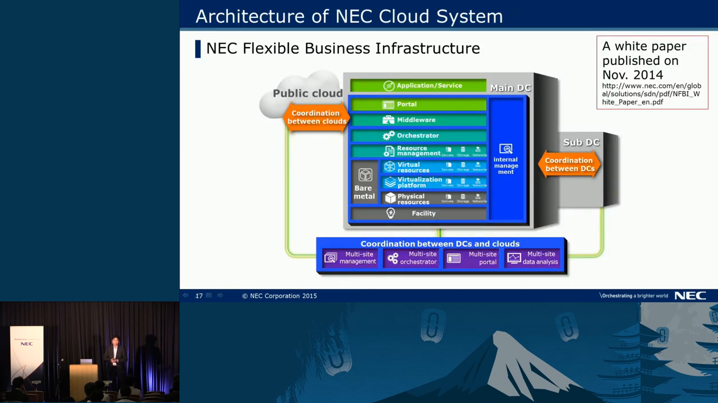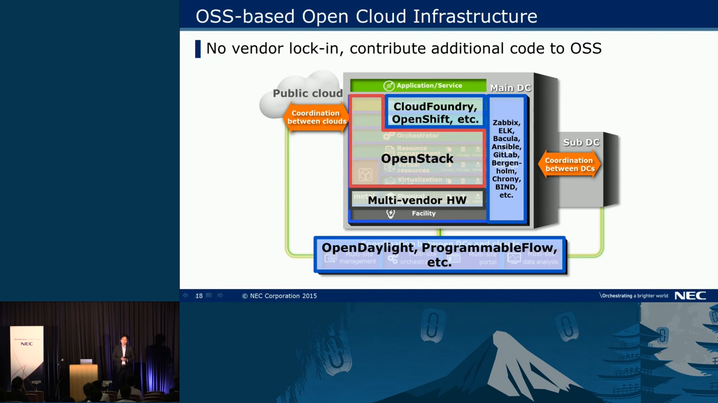Next slide is the architecture of the NEC cloud system. We published this architecture last November. This is a map to our architecture. We realize no vendor lock-in and contribute additional code to OSS.